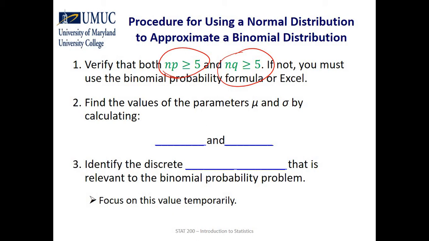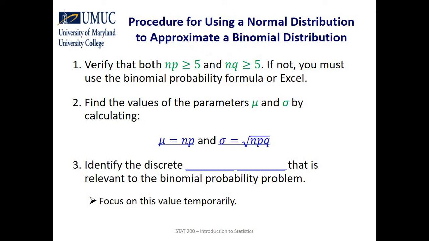All right. The next step is you find the values of the parameters mu and sigma. We just talked about it. Mu equals n times p, and sigma equals the square root of n times p times q.